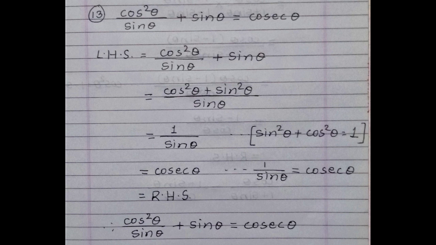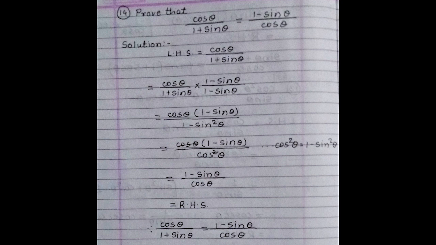Question number 14, or you can say the last question of question 2b. Again, prove that cos theta upon 1 plus sin theta is equal to 1 minus sin theta upon cos theta. So, LHS is given as cos theta upon 1 plus sin theta. Again, rationalize the denominator, and while rationalizing you must change the sign: 1 minus sin theta upon 1 minus sin theta.